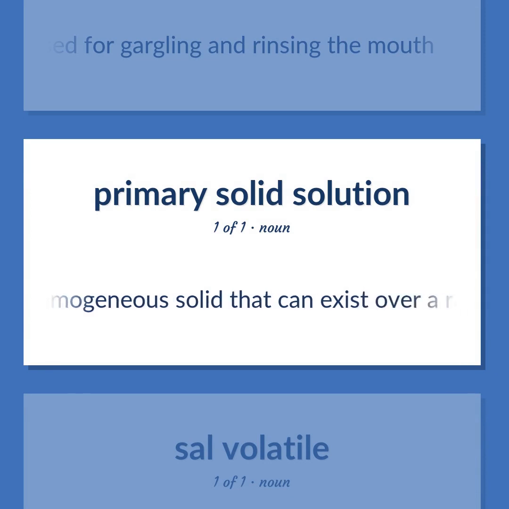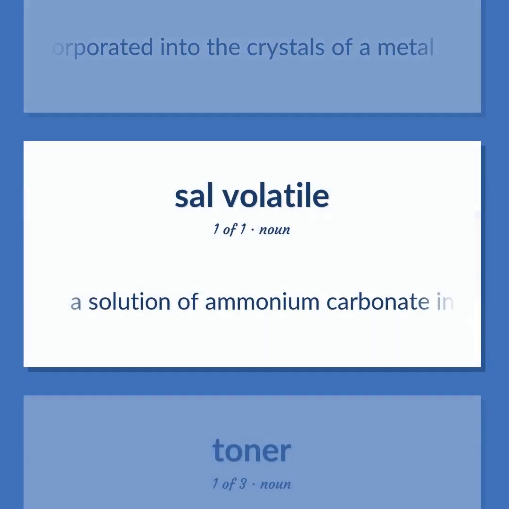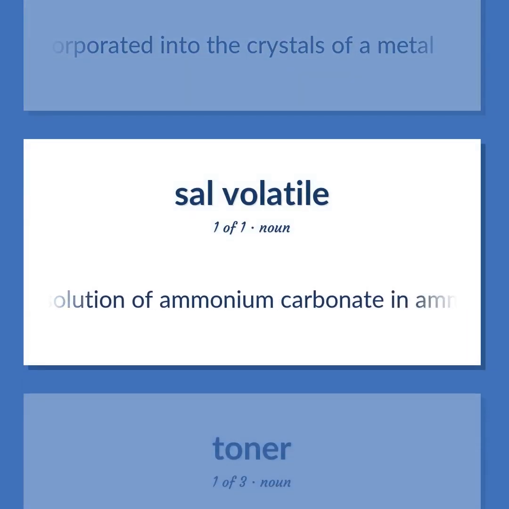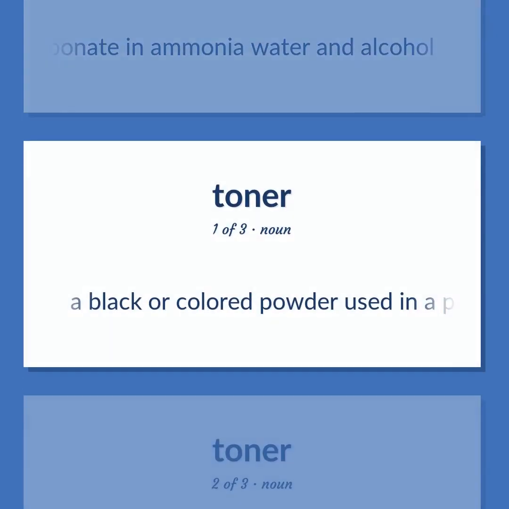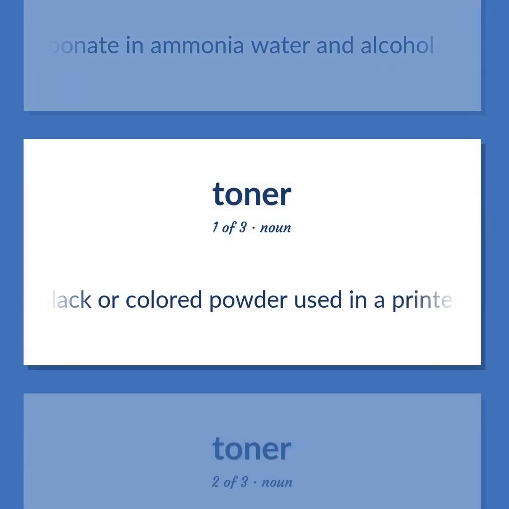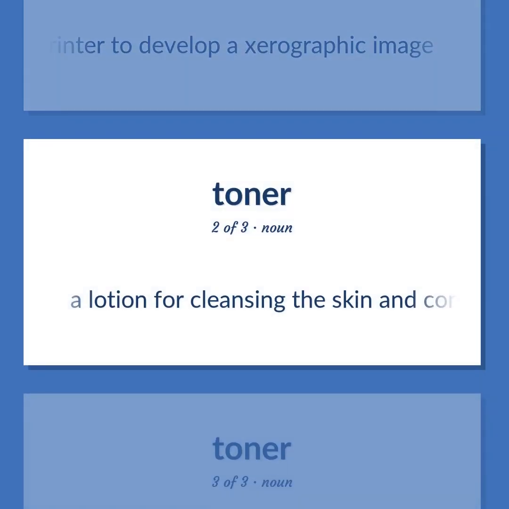A homogeneous solid that can exist over a range of component chemicals. A constituent of alloys that is formed when atoms of an element are incorporated into the crystals of a metal. A solution of ammonium carbonate in ammonia water and alcohol. A black or colored powder used in a printer to develop a xerographic image. A lotion for cleansing the skin and contracting the pores.